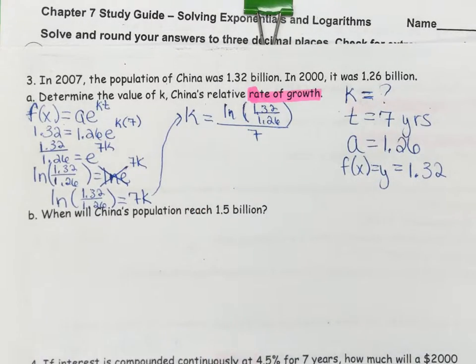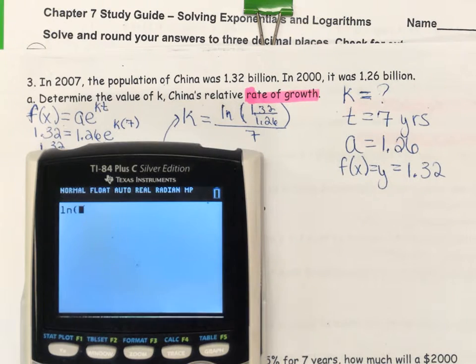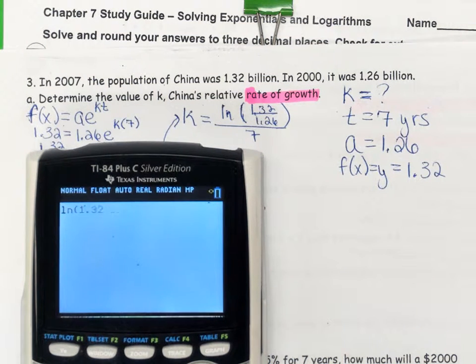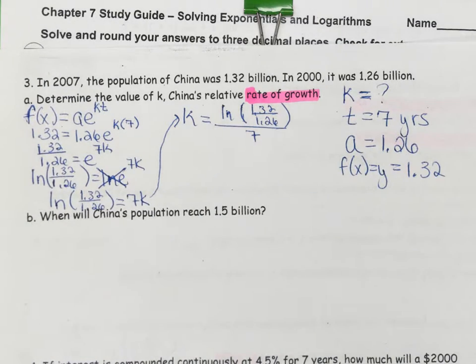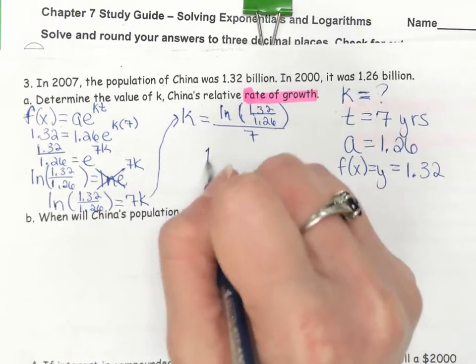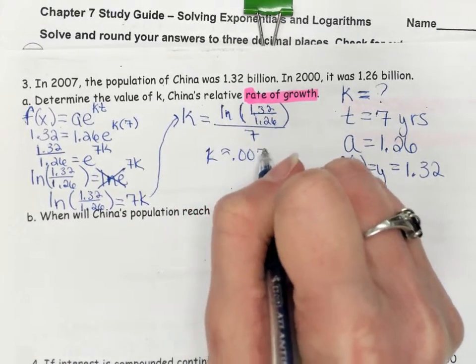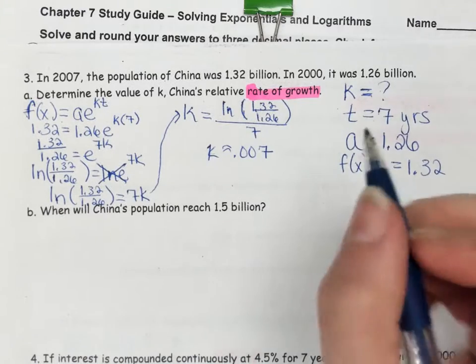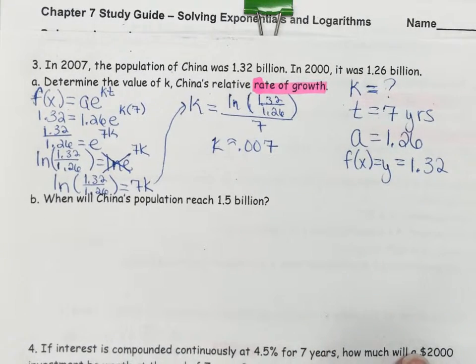Okay, so let's make sure we plug it in right. Natural log of 1.32 divided by 1.26. Close your parentheses. Hopefully you're plugging this in your calculator. Half of you aren't. My job is not to do the work for you. And then what do we do when we have that? Divide by 7. And what'd you get? 0.007, you said? Okay. Y'all okay?